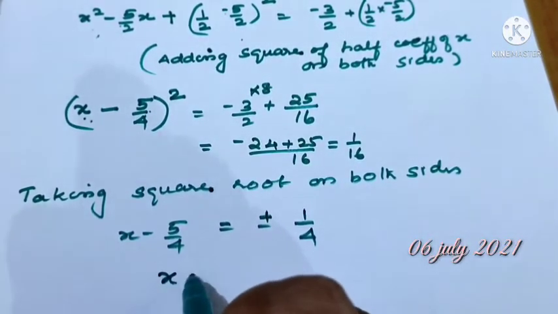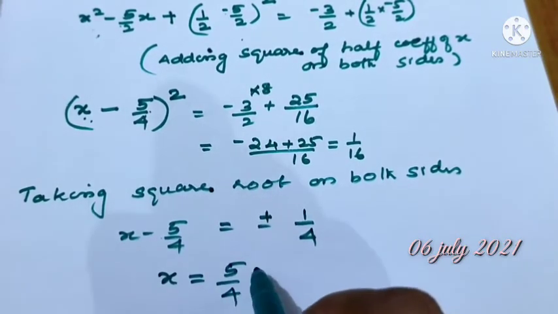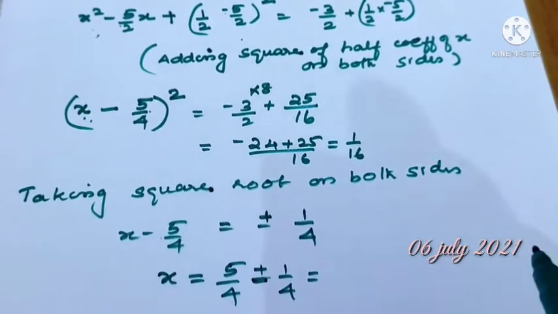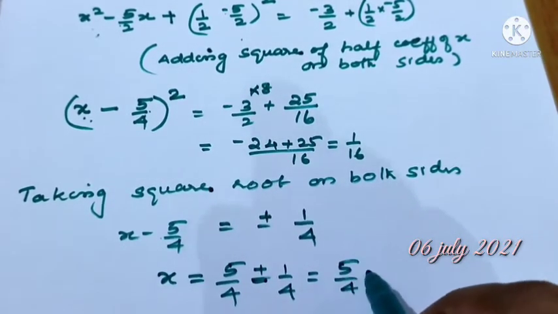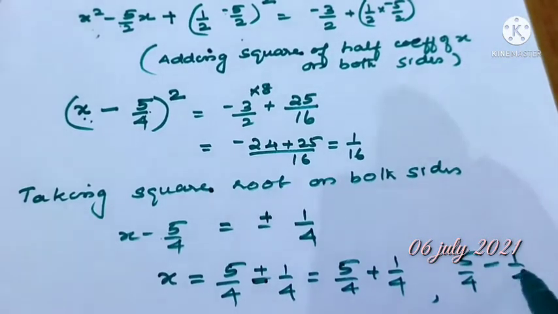Now x equal to, we are solving for x only, so minus 5 by 4 I am taking to this side, so plus 5 by 4 plus or minus 1 by 4. That means two values are there: 5 by 4 plus 1 by 4, comma, 5 by 4 minus 1 by 4.